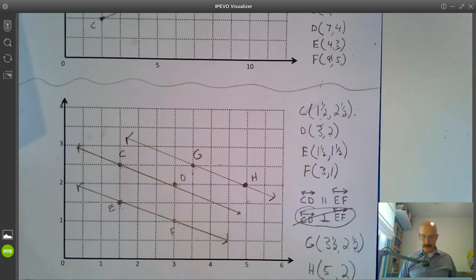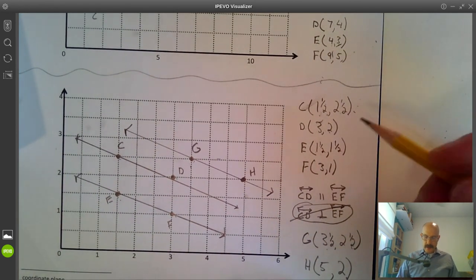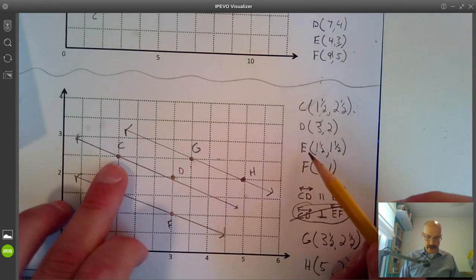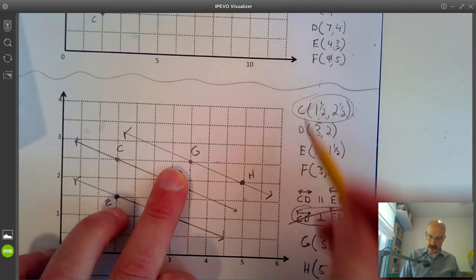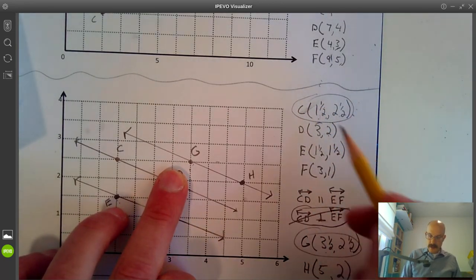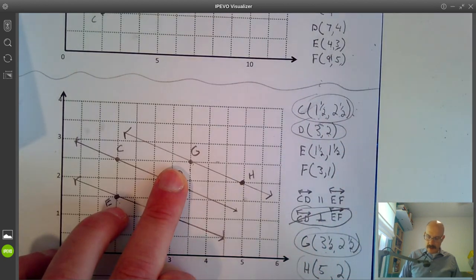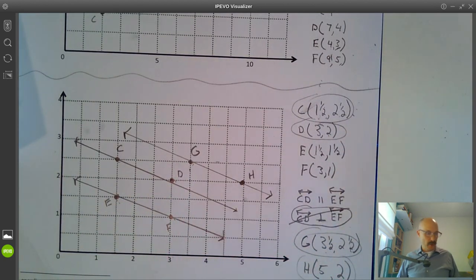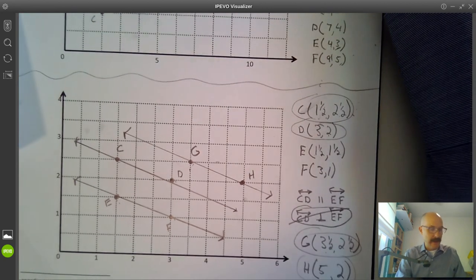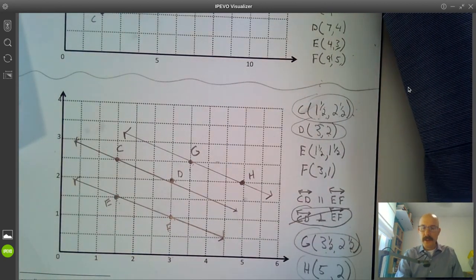And therefore, I make line GH. Basically, I made that line because I wound up comparing C to G and D to H, and establishing a rule to help me find another point to make that line parallel. All right, good luck on the problem set.